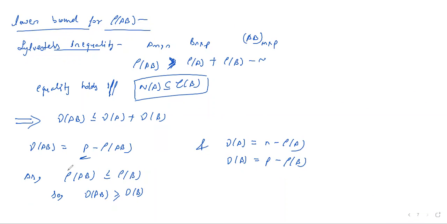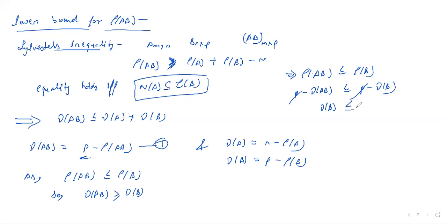You can check it by putting these values in nullity of AB. I am saying that rank of AB is less than or equal to rank of B, by the upper bound theorem. Then what is the rank of AB? Rank of AB is actually P minus nullity of AB, and rank of B is actually P minus nullity of B. By cancelling this, I can write that nullity of B is less than or equal to nullity of AB. So this is what I have got.